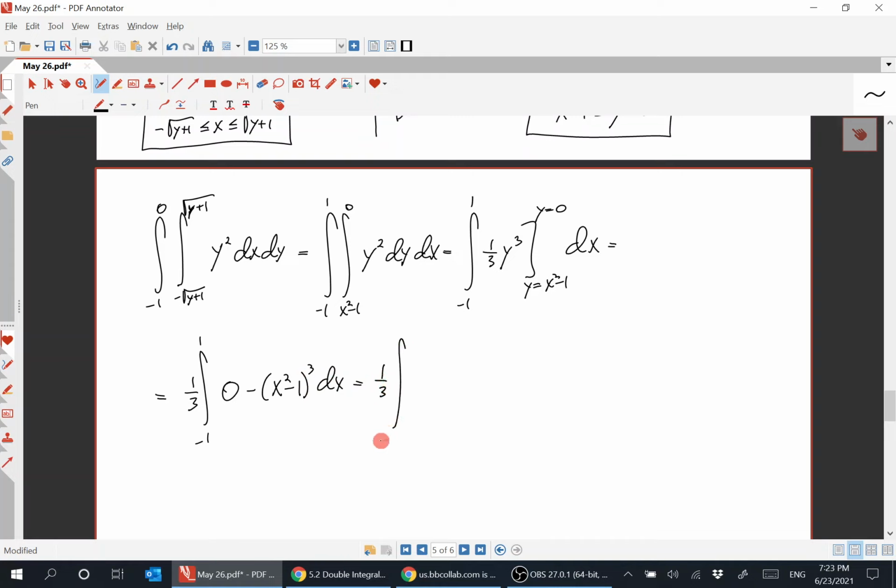So if you know how to multiply this out quickly, I'm going to bring the negative sign out front. So negative 1/3 times (x squared minus 1) to the third. That's x squared to the third, which is x to the 6, minus 3x squared times 1, plus 3x squared times 1 squared, minus 1. All right, that's using Pascal's triangle.